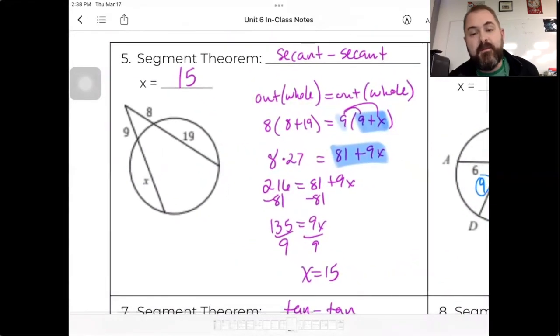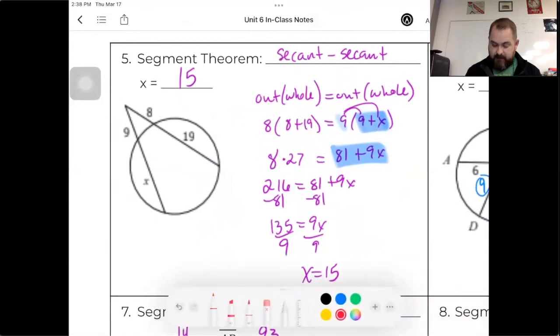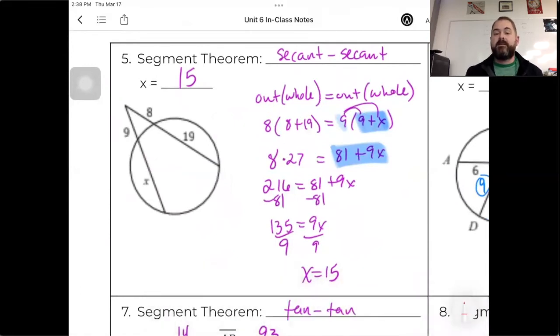And I'll go one at a time. On number 5, we should get x is 15. This is a secant-secant relationship. So we do outside times whole equals outside times whole. But what I want you to pay attention to, when it comes to this secant, and I do outside 9 times the whole thing, 9 plus x, this 9 plus x is not 9x together. The only reason I get a 9x in my next line is because I'm doing the outside 9 times the x and times the inside 9. So we get 81 plus 9x.